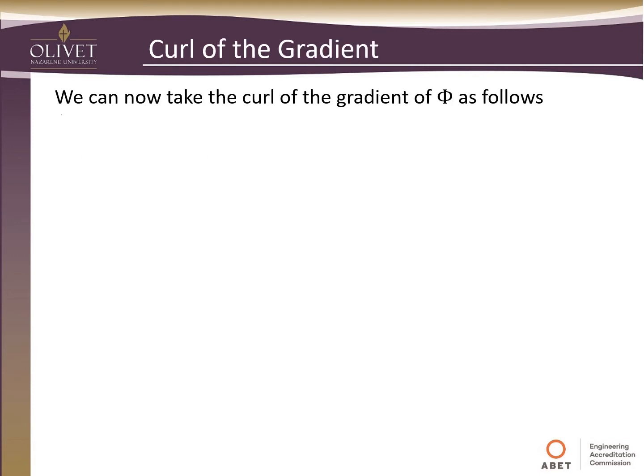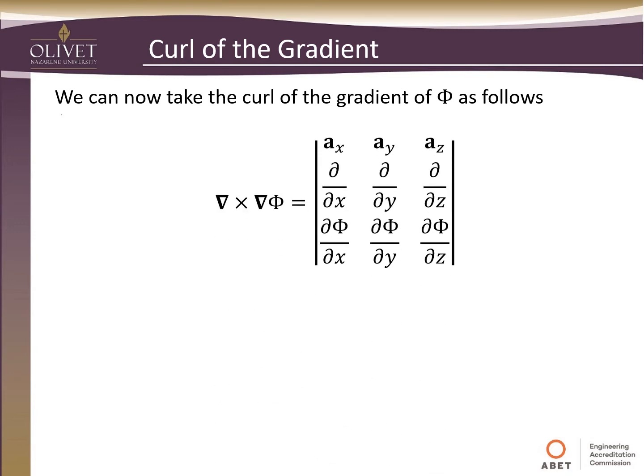We can now take the curl of the gradient of phi as follows. We can go back to our operator. If we're going to take the curl, that's del crossed with our new vector, which is just the gradient of phi. Remember, we've done this before. In the top row, we put the unit vectors. In the second row, we put the derivative operators in each of the directions. And then in the bottom row, we put the x, y, and z components of our vector, which is just the derivatives in those respective directions.